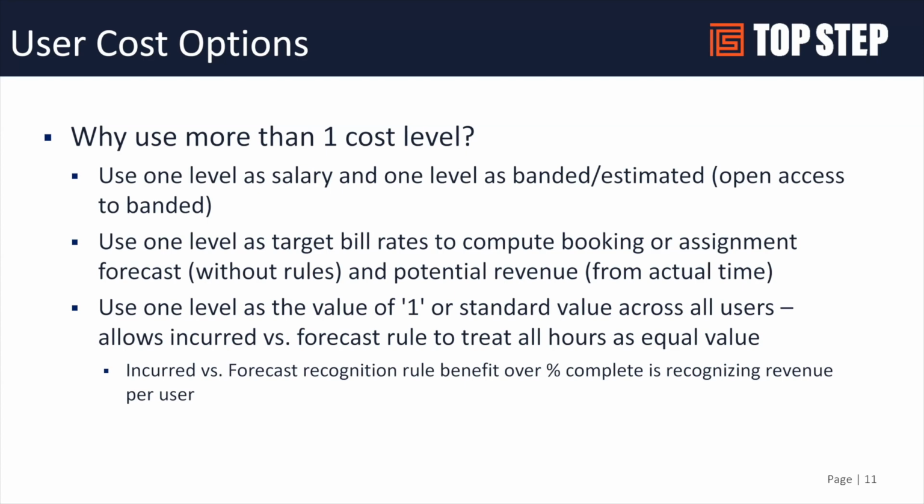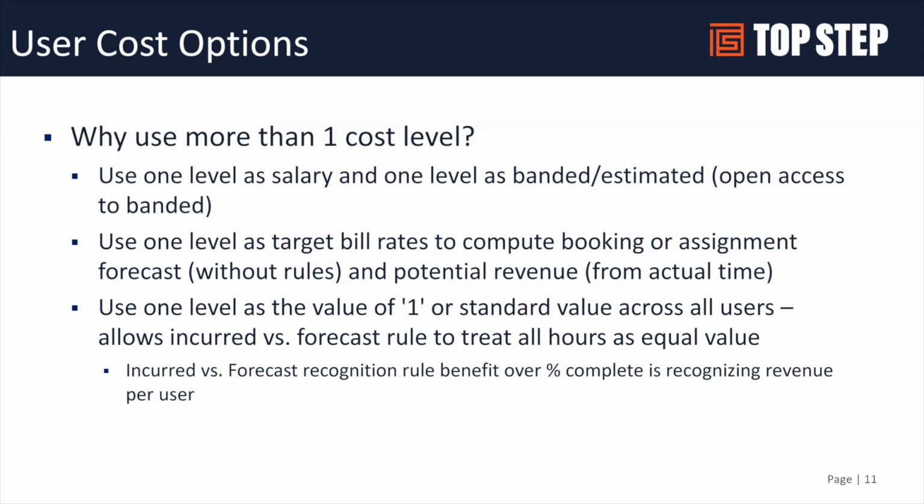So what we typically see is that we'll take level 1 cost, which is the primary cost, and we'll use that one to really drill down into a salary derived cost factor. And then we can use level 2 costs to potentially do a banded, blended cost that's more accessible to a greater number of roles. So for the salary based, maybe only directors and above can run those reports with those values in.